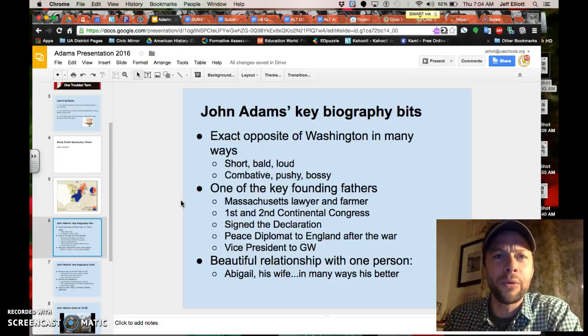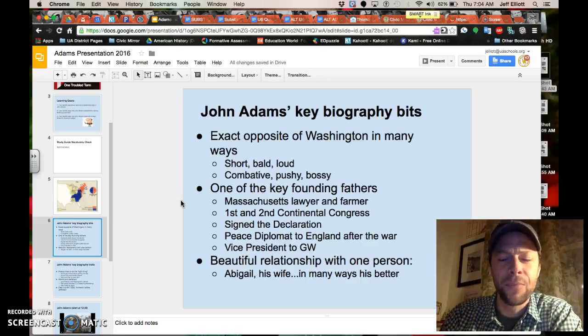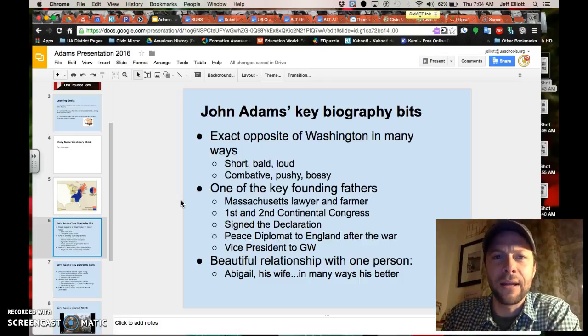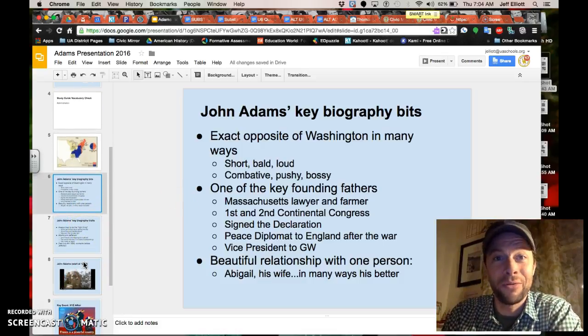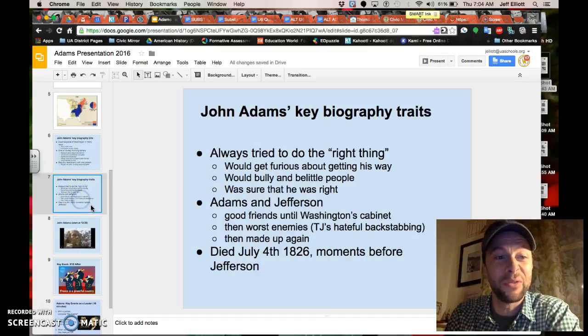And after the war, he was vice president to George Washington and did a capable job there. It is worth mentioning that he had a very wonderful relationship with one person. That would be his wife, Abigail. In many ways, a better person than he was, and probably would have run for president herself if she was alive in 2016. She was an amazing woman, and is really the reason why he was able to function.